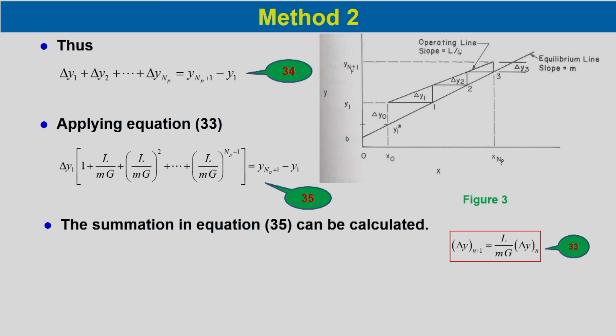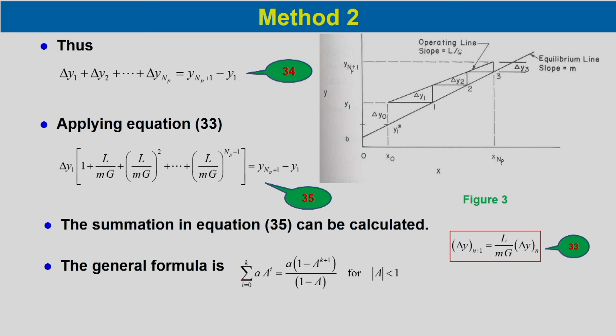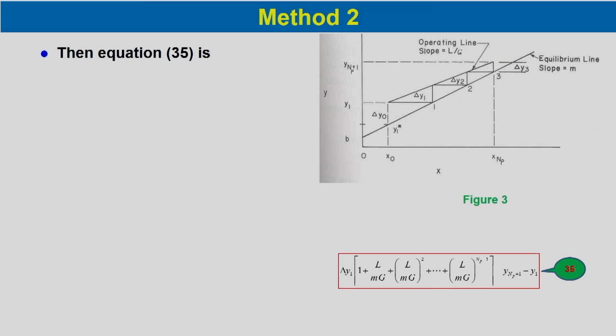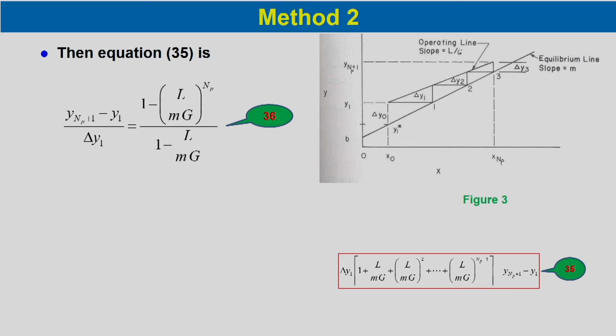Now, the summation in equation 35 can be calculated, and the general formula we can use is summation over I equal to 0 to k of a to the power I, which would be equal to 1 minus a to the power k plus 1 divided by 1 minus a, for mod of a less than 1. So, from this equation 35 we can write y n p plus 1 minus y 1 divided by delta y 1 would be equal to 1 minus L by m g to the power n p divided by 1 minus L by m g.